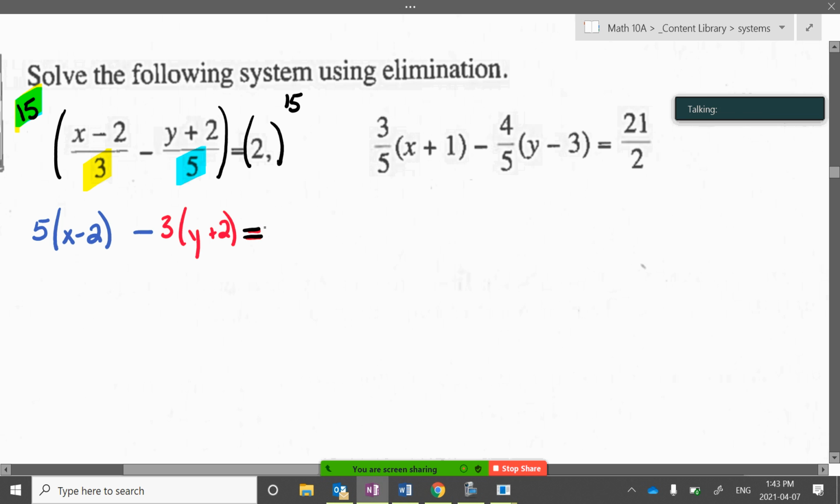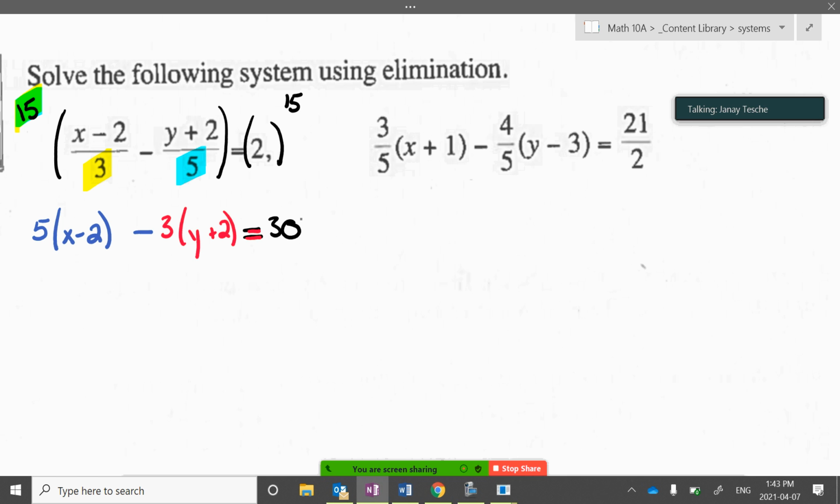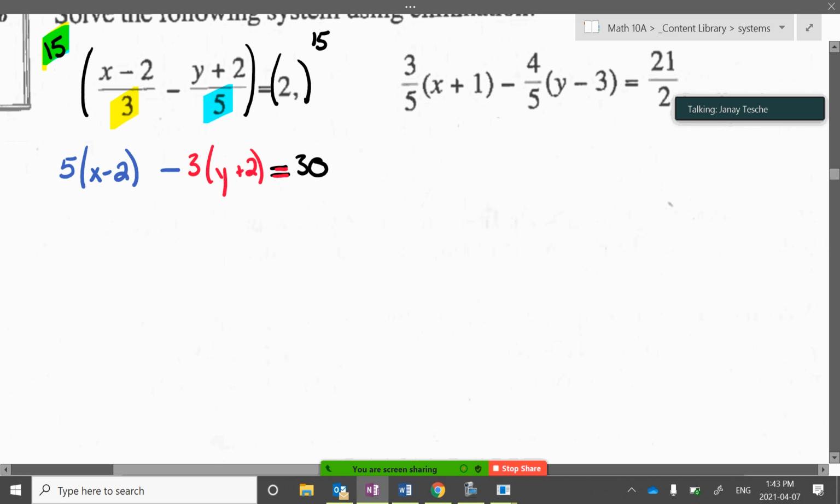Two times 15, because whatever I do to one side, I have to do to the other. I get 30. Let's finish with this one. Let's clean this up a little bit more before we even start worrying about elimination. So distribute our 5 in. Distribute our -3 in. So I get 5x minus 10 minus 3y minus 6 equals 30.